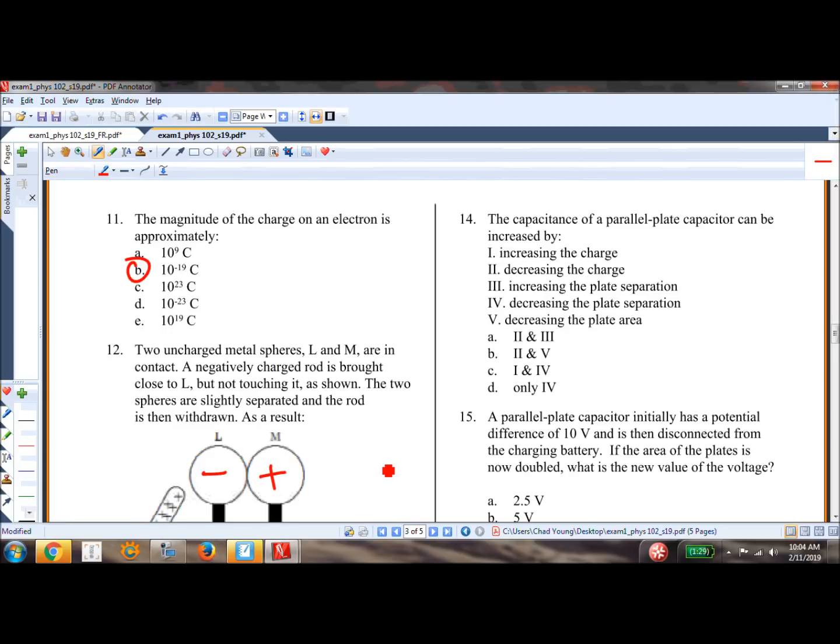Capacitance of a parallel plate capacitor can be increased by doing what? All right, well, C is equal to epsilon naught A over D, or kappa epsilon naught A over D. Increasing the charge doesn't do anything to the capacitance, nor decreasing. If D goes up, that means C goes down, so it's not 3. If D goes down, that means C goes up, so 4 is 1. And if you decrease the plate area, that decreases the capacitance, so only 4.